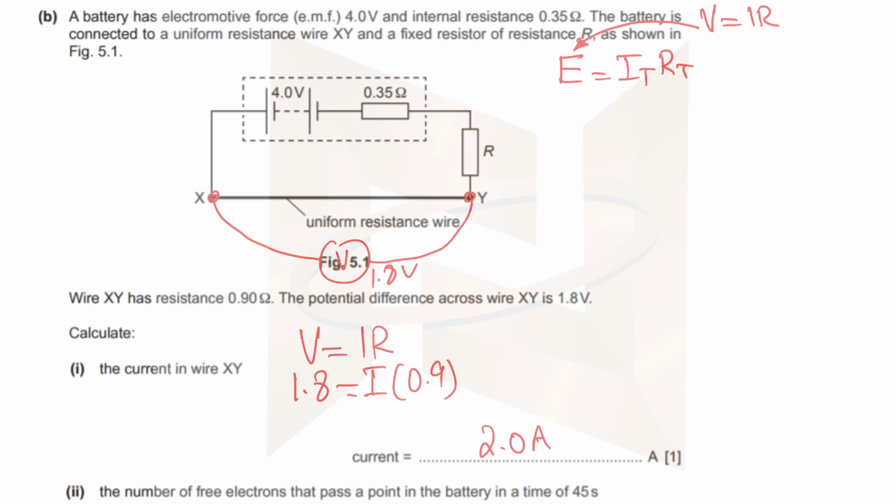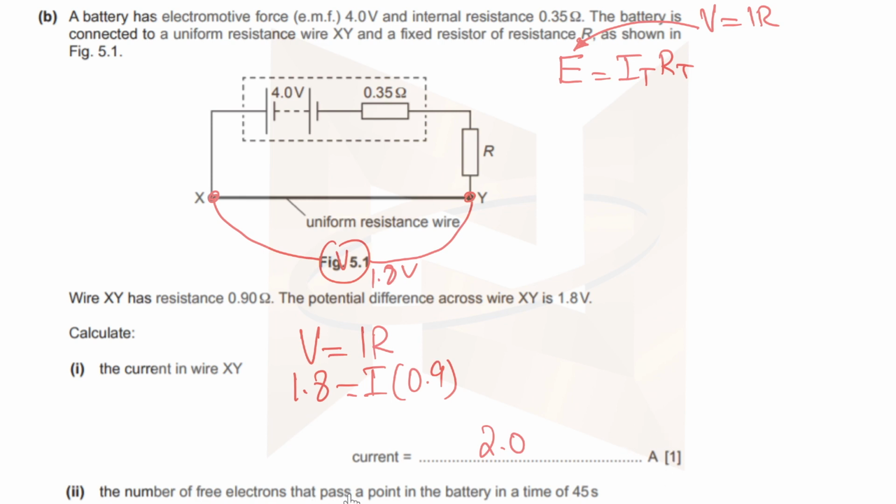That's why they gave you the voltage difference, potential difference across XY, and they gave you the resistance of only XY, which is 0.9, and you got 2.0 ampere. No need to write ampere again because ampere is already written.